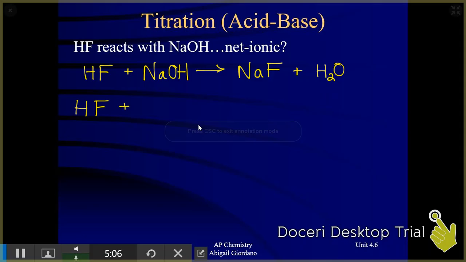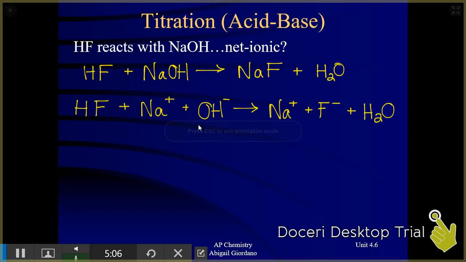All right, sodium hydroxide. It has a group 1 metal in it. It is definitely soluble. It will definitely ionize. So will sodium fluoride because, again, it has that sodium metal in it. And water, ladies and gentlemen, don't ever split up water. Leave it as it is.